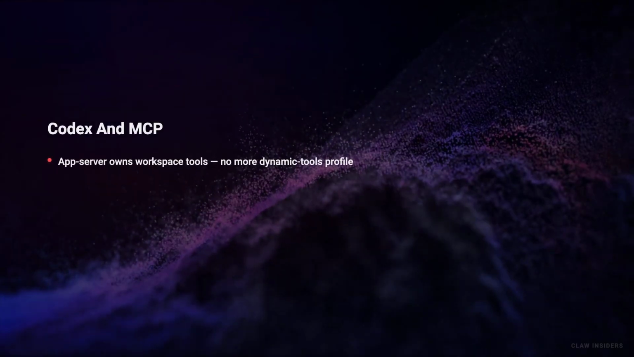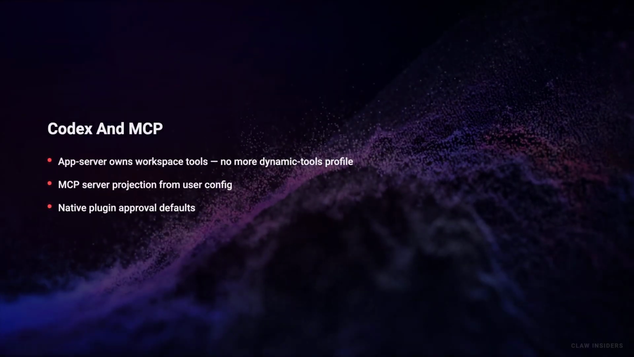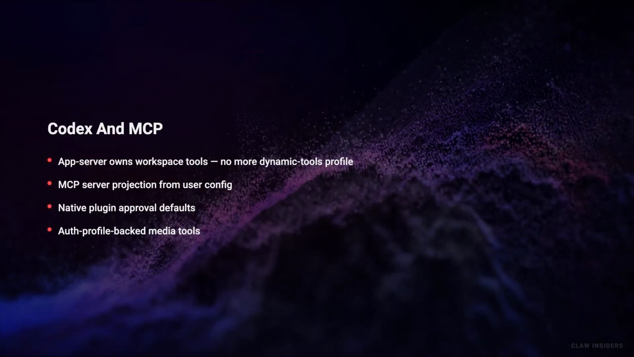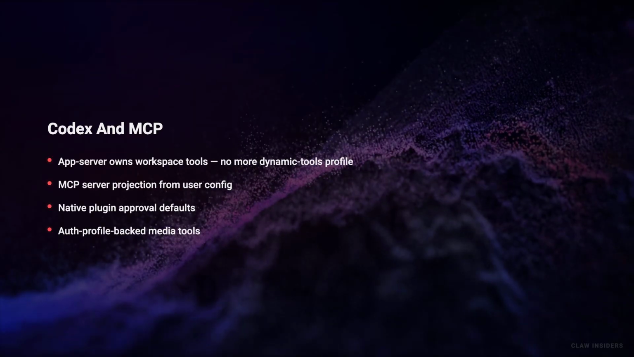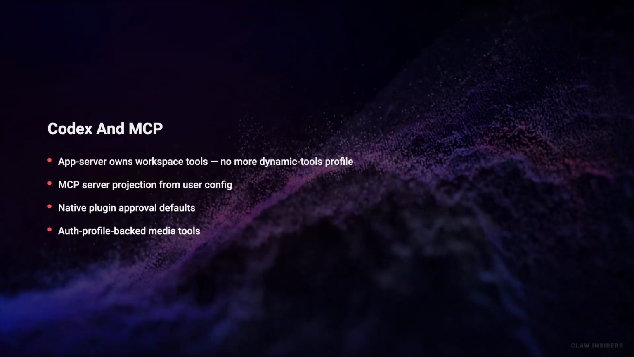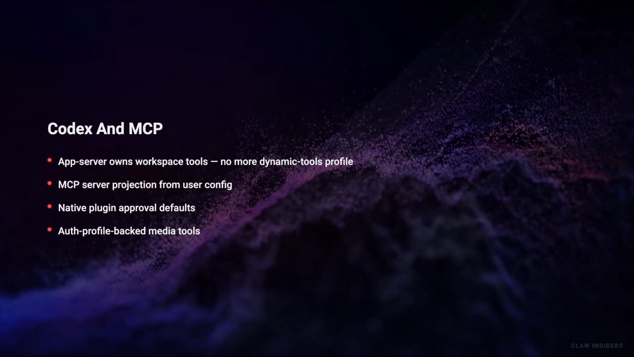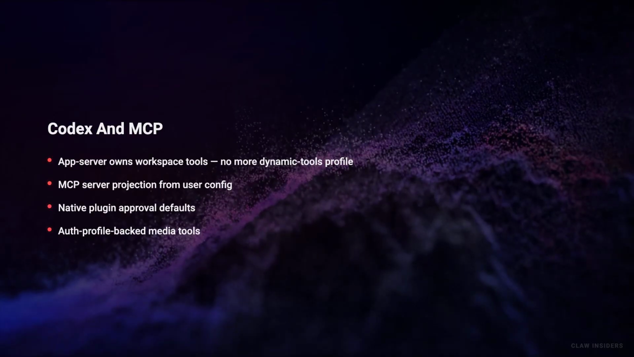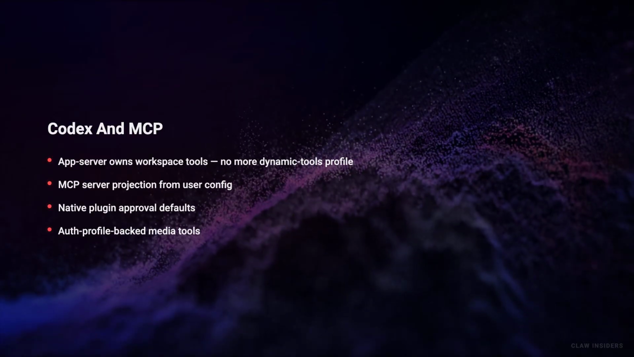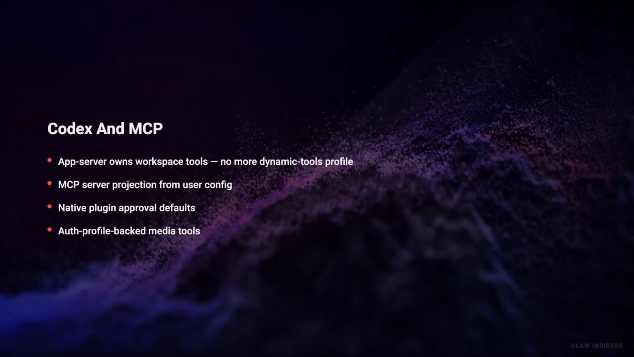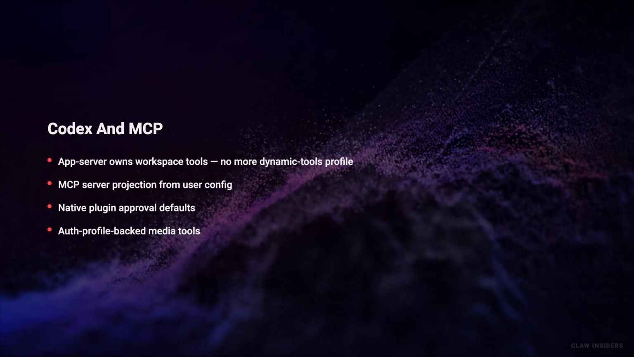Codex integration got tightened. The app server now owns workspace tools. No more configurable dynamic tools profile, which means fewer ways the harness and the user can disagree about what tools exist. MCP server projection from user config means the MCP servers you declare in your OpenClaw config are projected into Codex automatically. Plugin approval has native defaults, so you do not have to write boilerplate to allow a known good plugin.